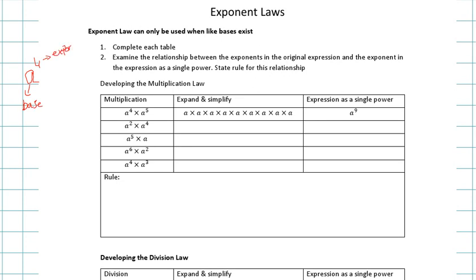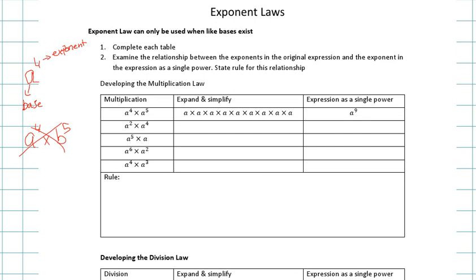Right? So when I'm multiplying a to the power of 4 times a to the power of 5, my base is a for both of them. So if the bases are not the same, you can't use these laws. If, let's say, this was a to the power of 4 times b to the power of 5, you can't do that. This law doesn't work. They have to have the same base. Now let's see what happens.